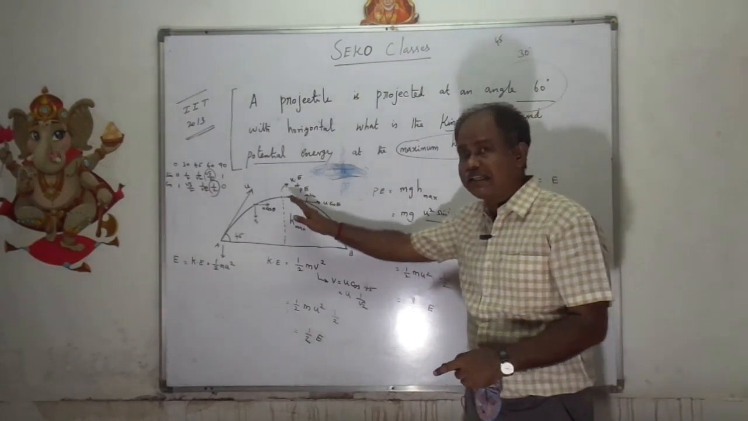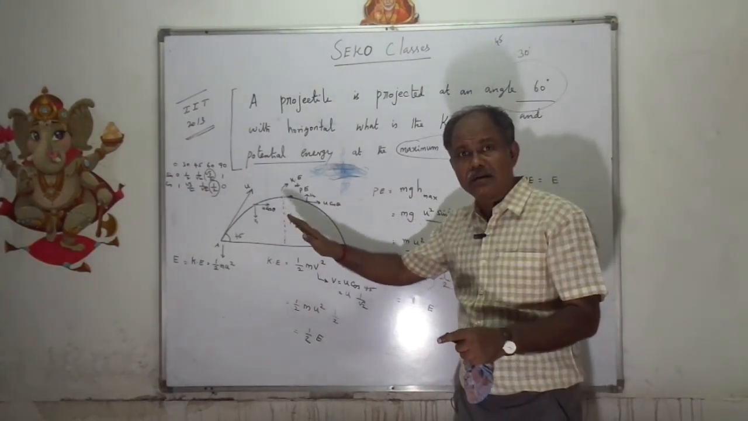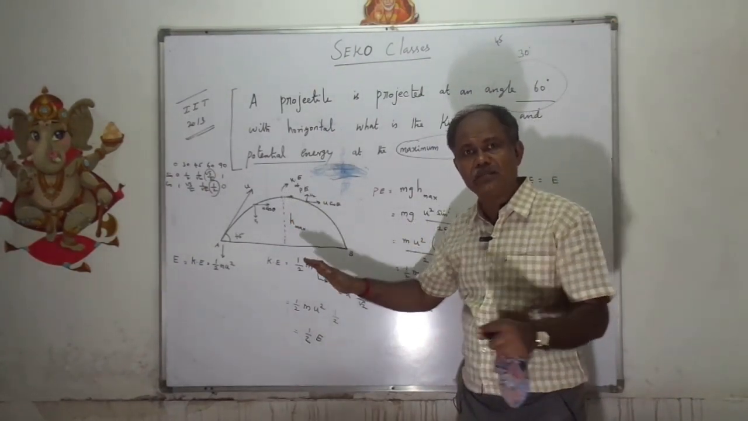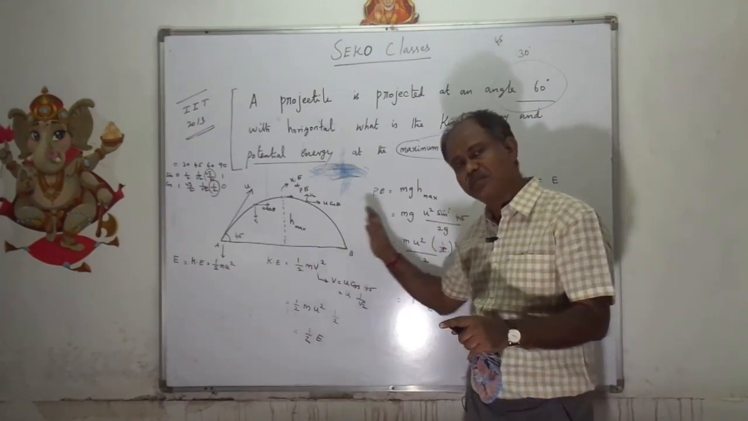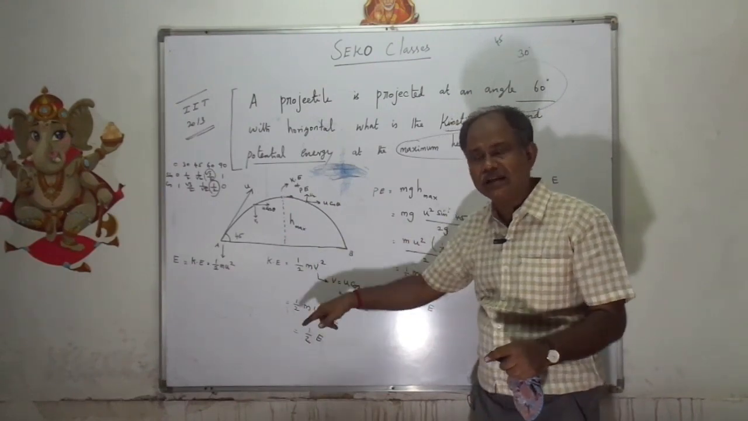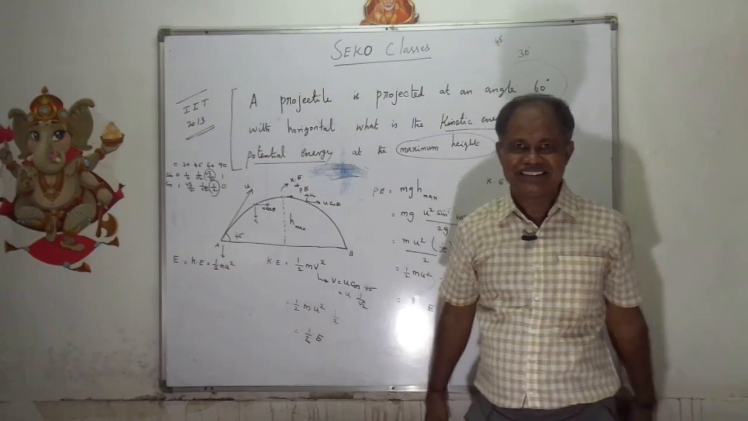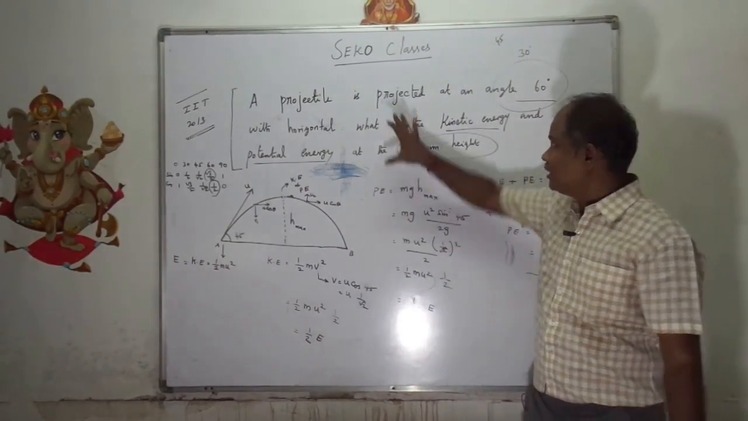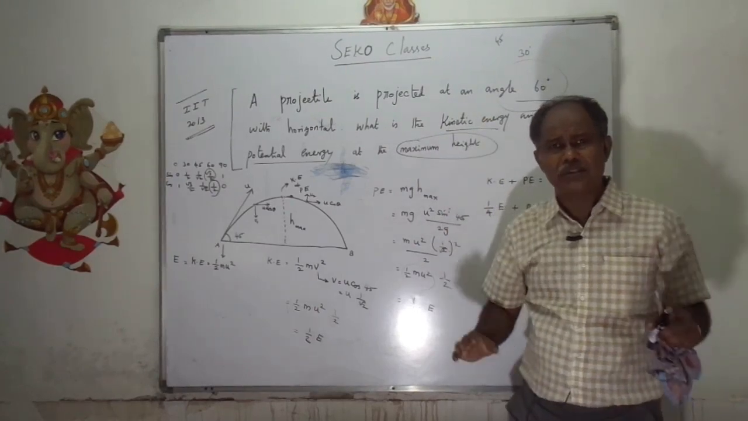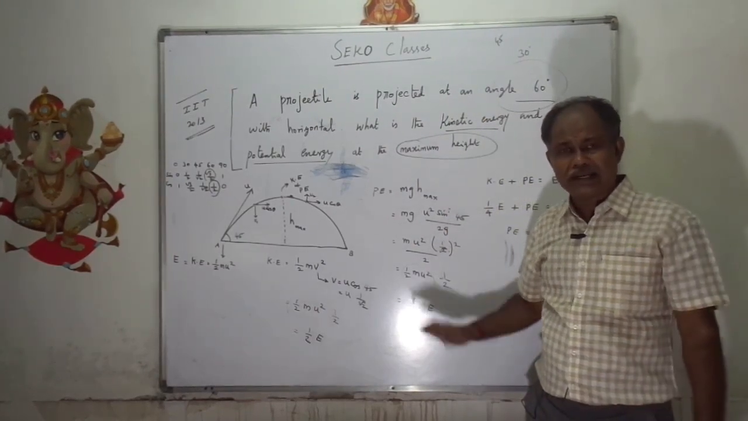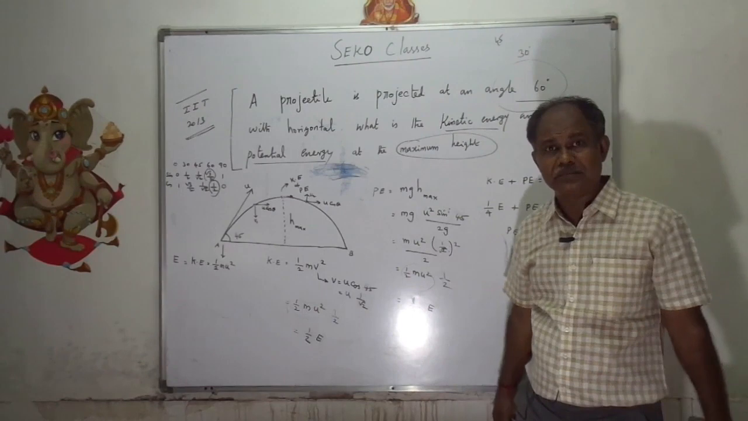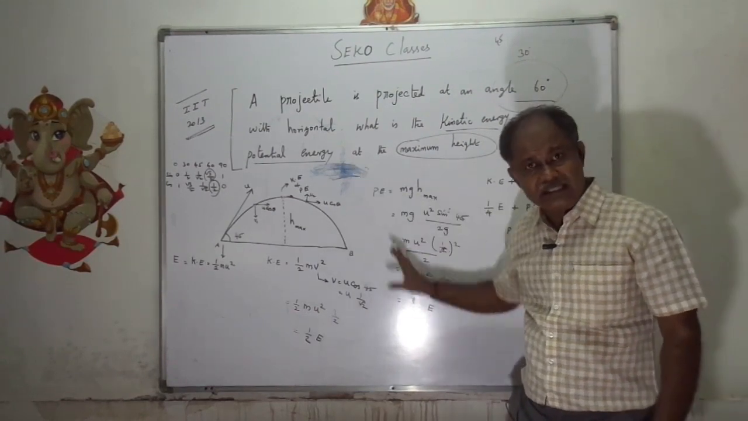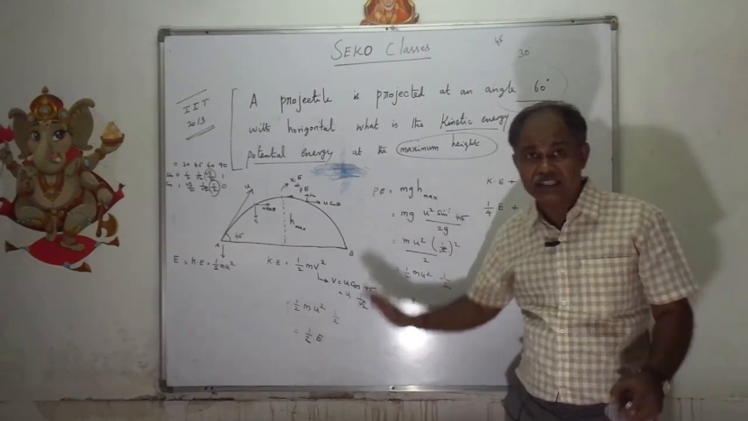Potential energy as well as kinetic energy are equally shared, same value. Half of the potential energy, half of the kinetic energy, at what angle? 45 degree. Then you may be asked like this also. It's a simple problem, just to analyze how this is happening. By analyzing, you can get more ideas. These are the theoretical values.